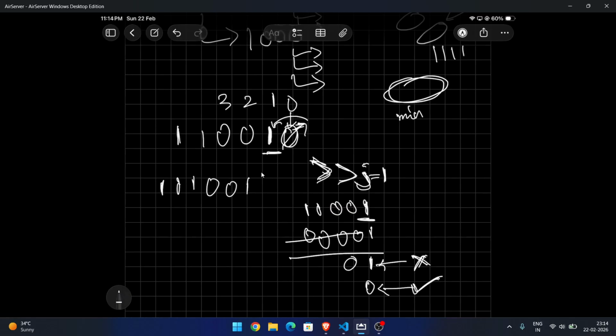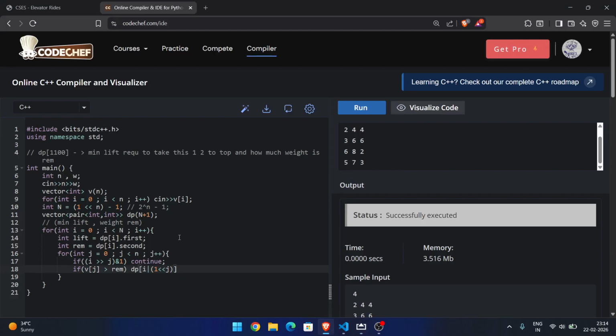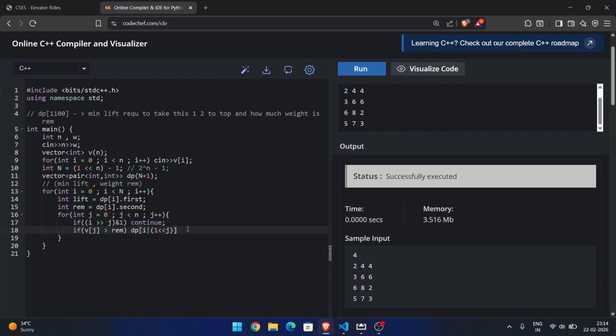Suppose this is the previous state. Now we want to add this. So we will left shift 1 by J. So now the number is 10. Now we would OR. By ORing this, we would get this state. Okay, so we would perform the OR operation, and by the OR operation we would get this state.